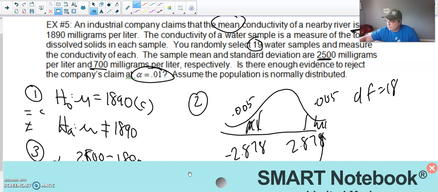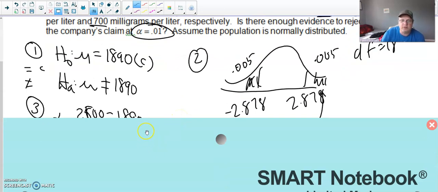Make sure you're looking at the right column. Here it is. Area in one tail, 0.005. Area in two tails, 0.01. It's the same column. Let's double check that. 18 is, yep, 2.878 and negative 2.878. There you go. Those are your T critical values.